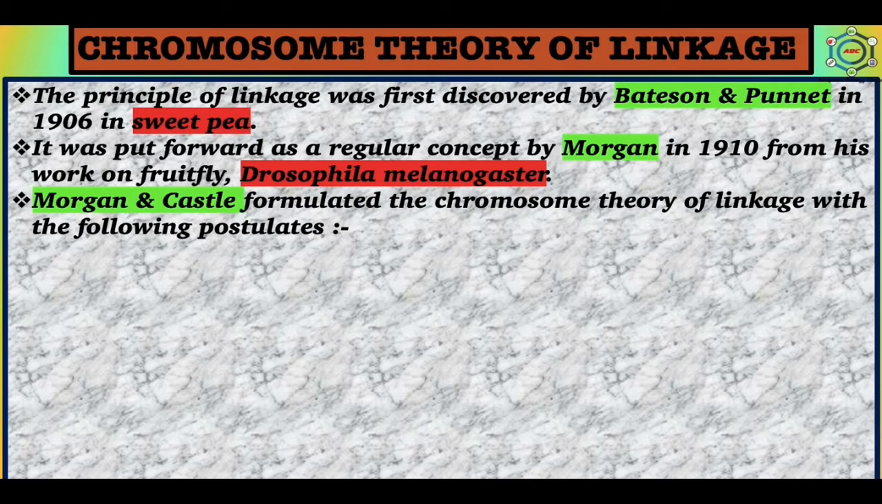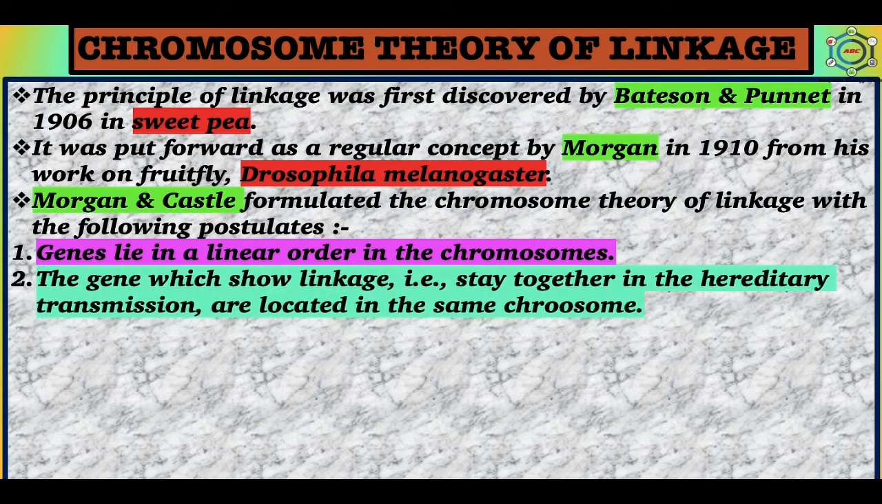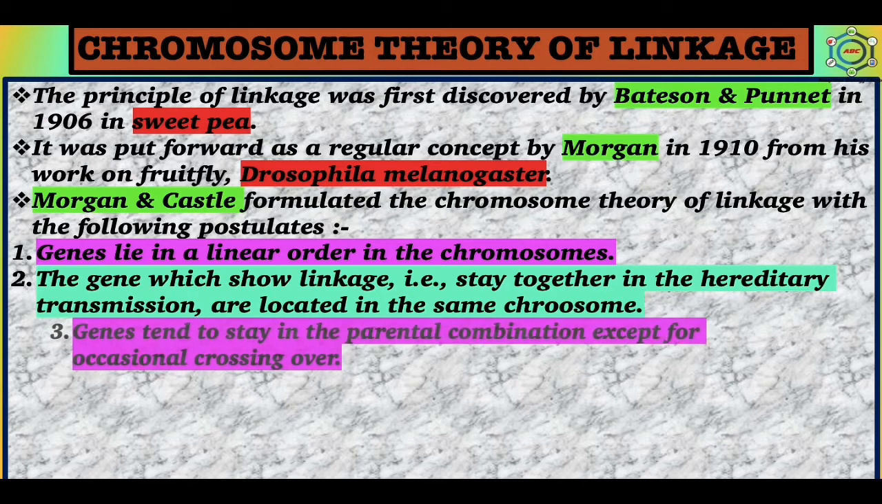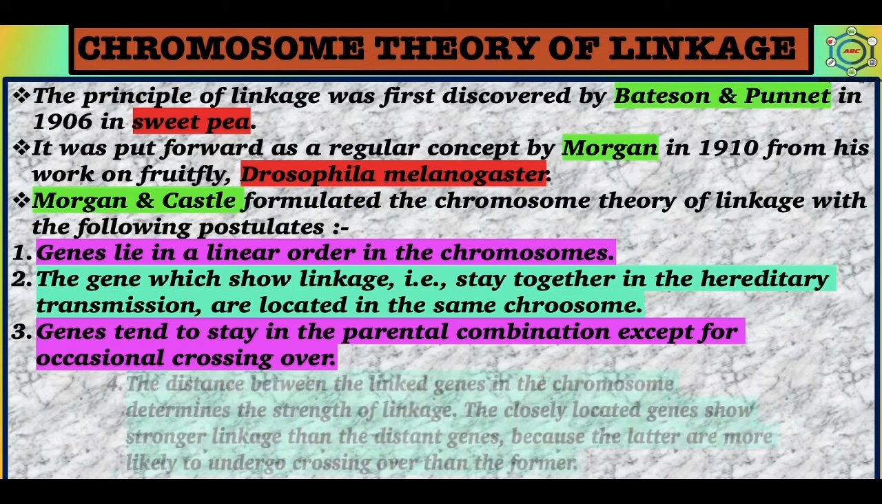Morgan and Castle formulated the chromosome theory of linkage with the following postulates. The first one is that genes lie in a linear order in the chromosomes. The genes which show linkage, that is stay together in hereditary transmission, are located in the same chromosome. Genes tend to stay in the parental combination except for occasional crossing over.